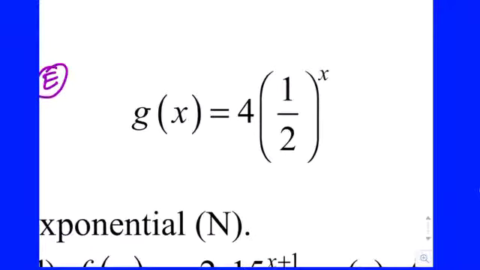What about this fella? He is an exponential function. You have a variable as an exponent. What's the base? 1/2. It's less than 1. So this would be exponential decay. This would be like a half-life. What is the initial amount?